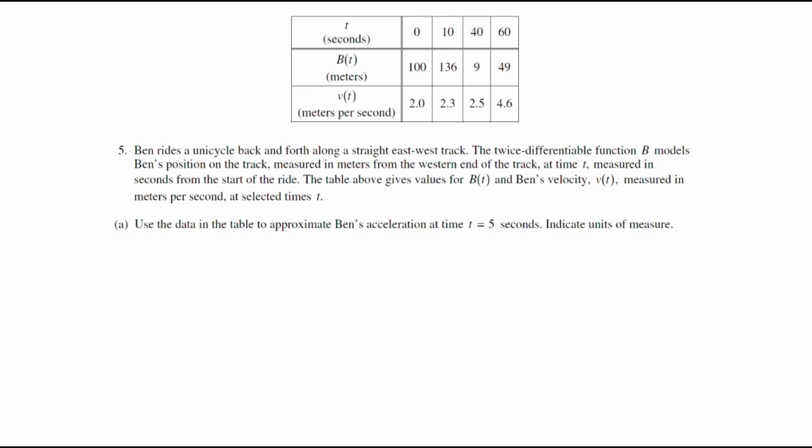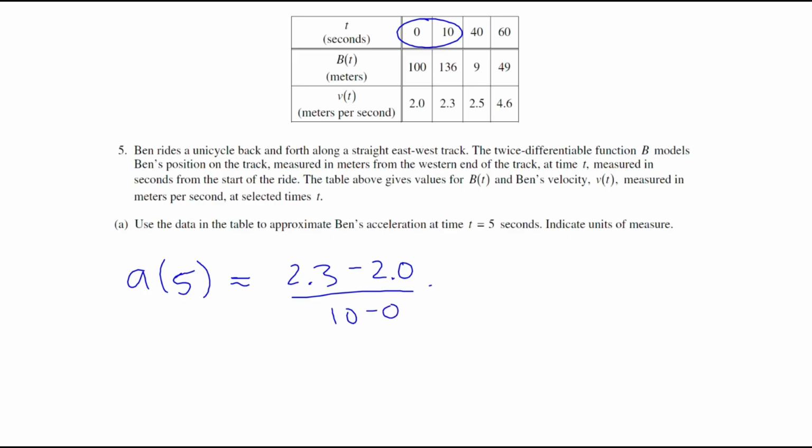And it asks us to use the data in the table here to approximate his acceleration at t equals 5. Well, we can approximate the acceleration at 5 just by doing an average rate of change of his velocity on that interval. So, from 0 to 10 will be the one that makes the most sense if we're trying to find it at 5. So we'll do the velocity at 10 minus the velocity at 0 divided by 10 minus 0. That gives us 0.3 divided by 10, or 0.03.